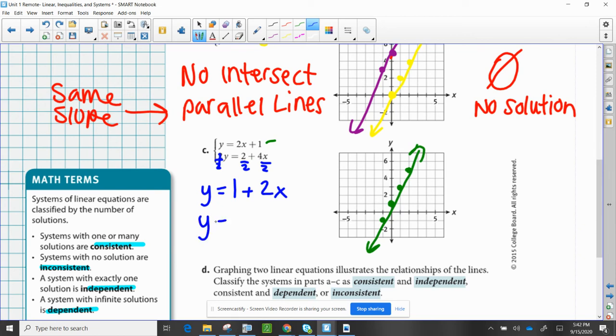Again, you can rearrange this if you like. We have 2x plus 1. So I'm hoping you're realizing something here, that these are actually the same problem. So if I start at 1, go up 2 over 1, if you notice we're having the same line here. Okay, so anytime you have the same line in your system, the exact same equation, this is a special case with when we have infinitely many solutions.